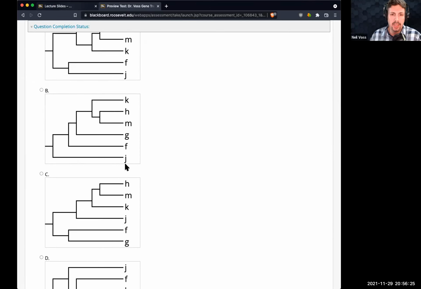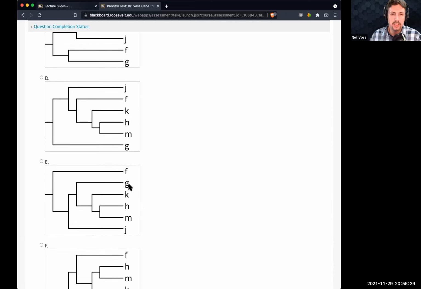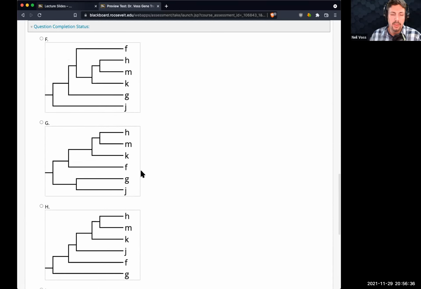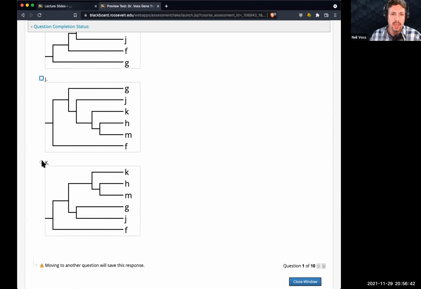So this one has J still. F and G, G. Okay, here's a good one. It's got F all by itself. So, nope, nope, nope. There. So J is also good, and K. I've already narrowed it down to 3 just by looking at that.